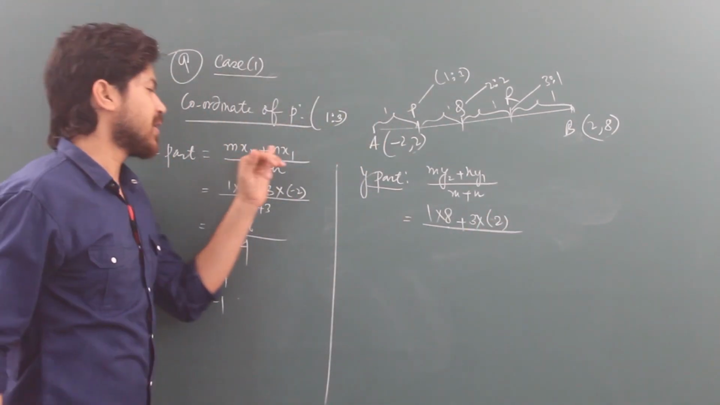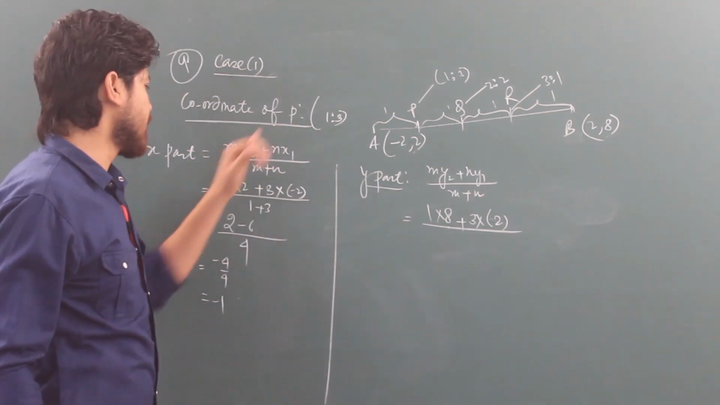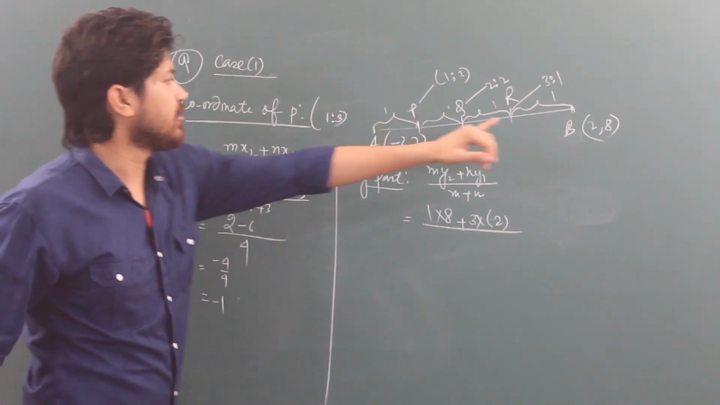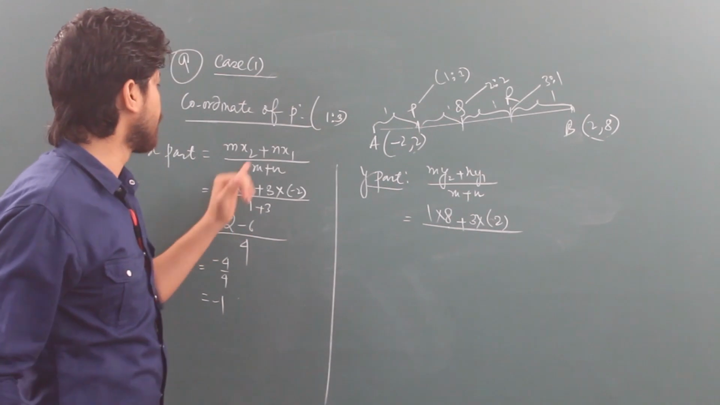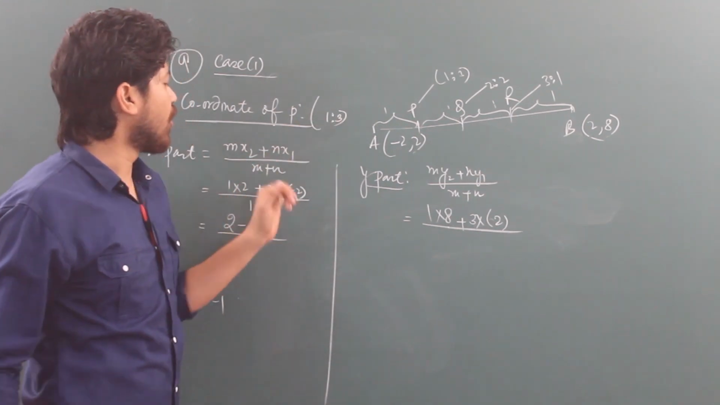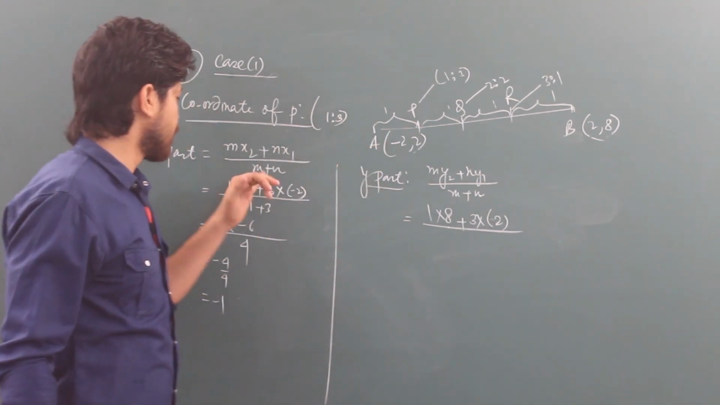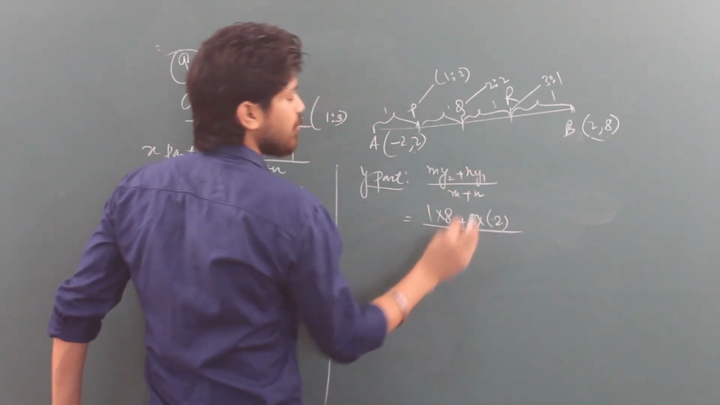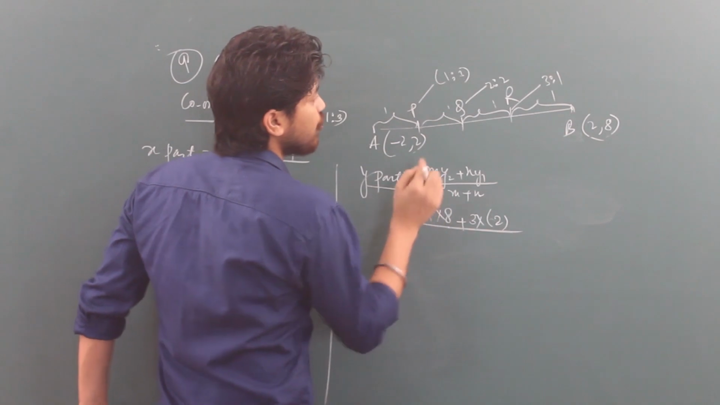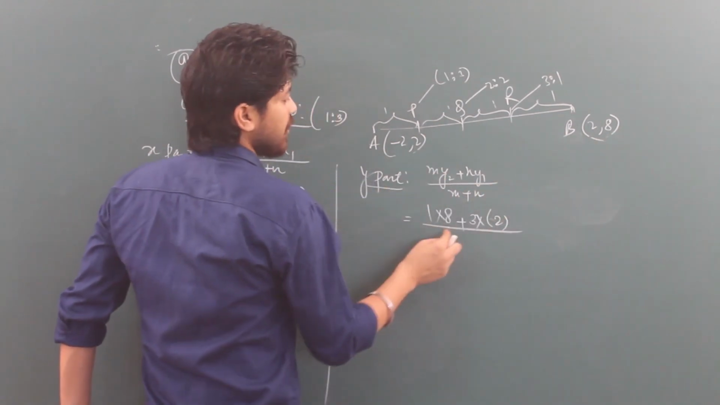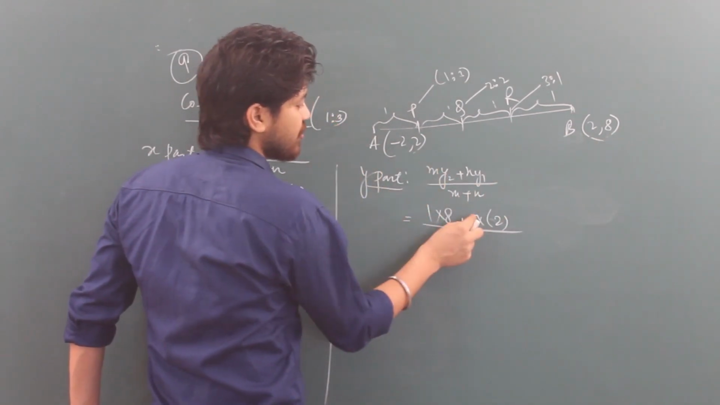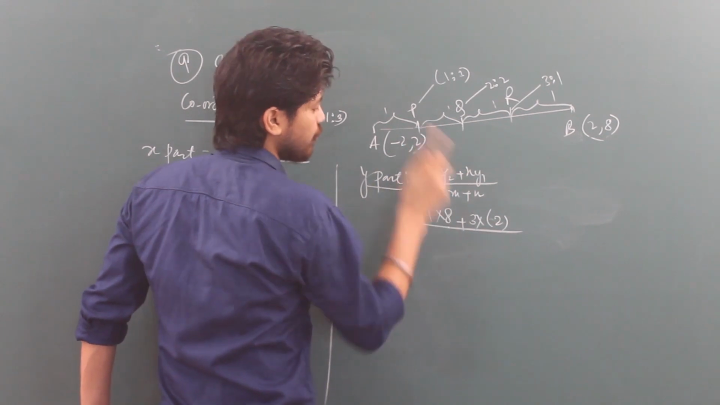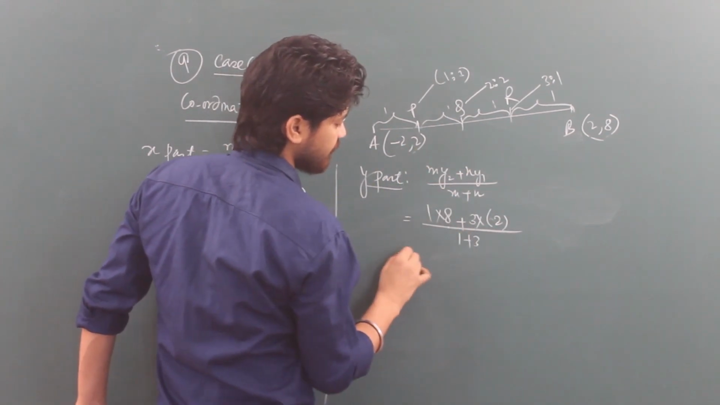See, this is mx2 plus nx1 divided by m plus n. What is m here? 1. What is x2 here? 2. Good, 2. Plus what is n here? 3. What is x1? -2. So 2 minus 6, it is good. And next it is my2 plus ny1 divided by m plus n. So what is m here? 1, into y2 which is 8, plus 3 into y1 which is 2, divided by 1 plus 3.